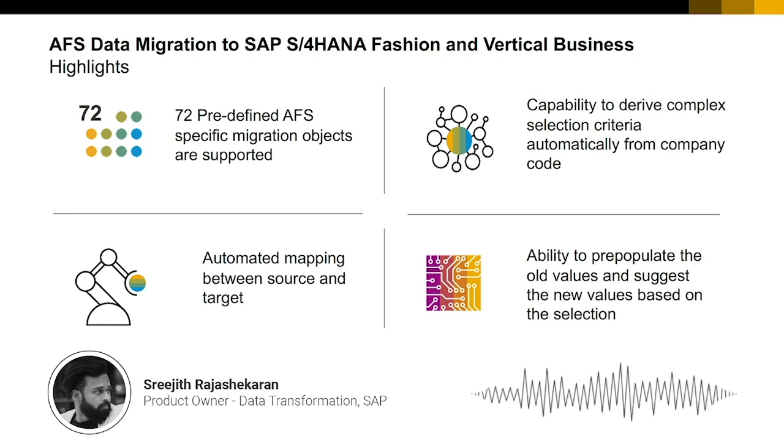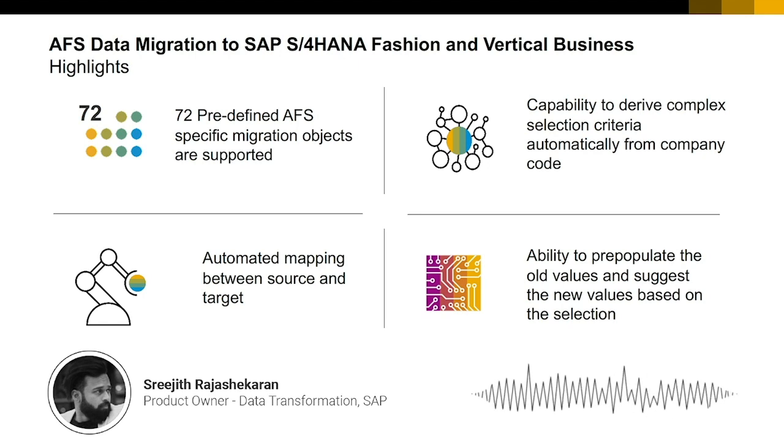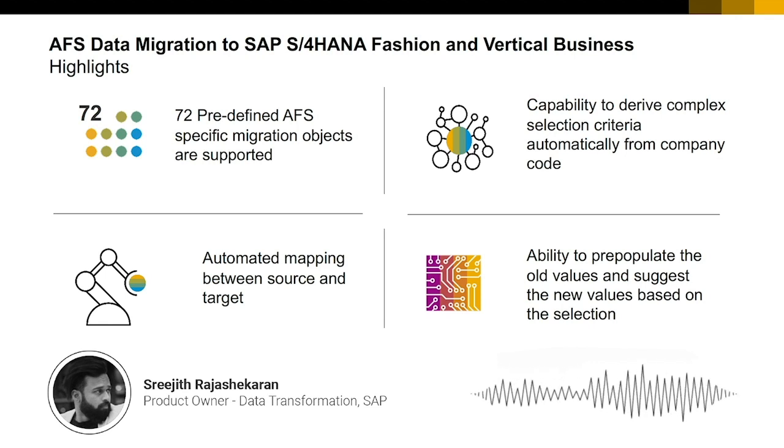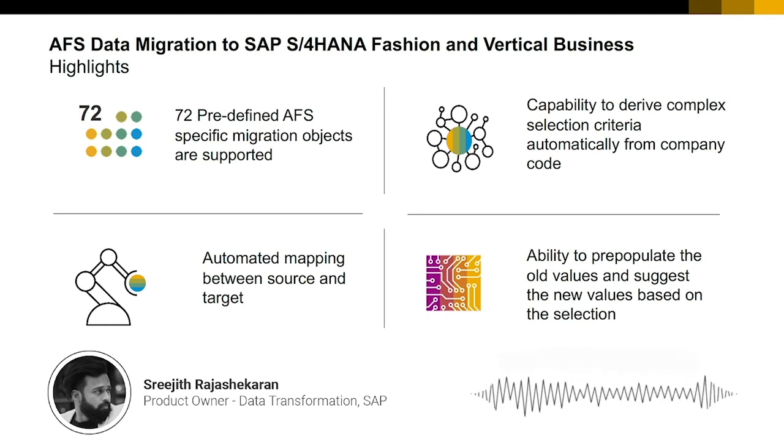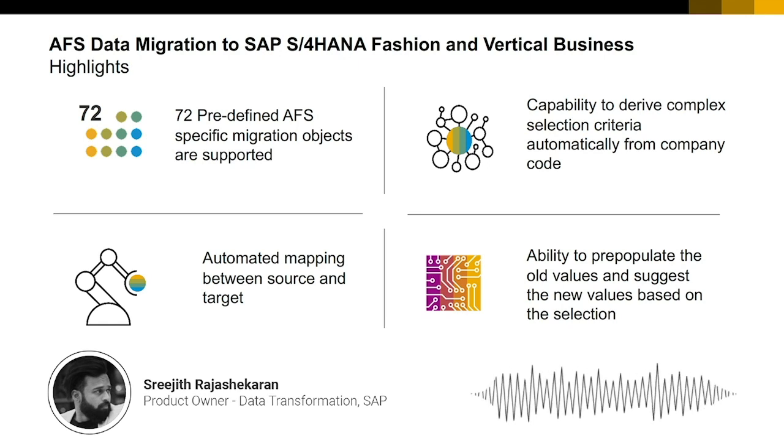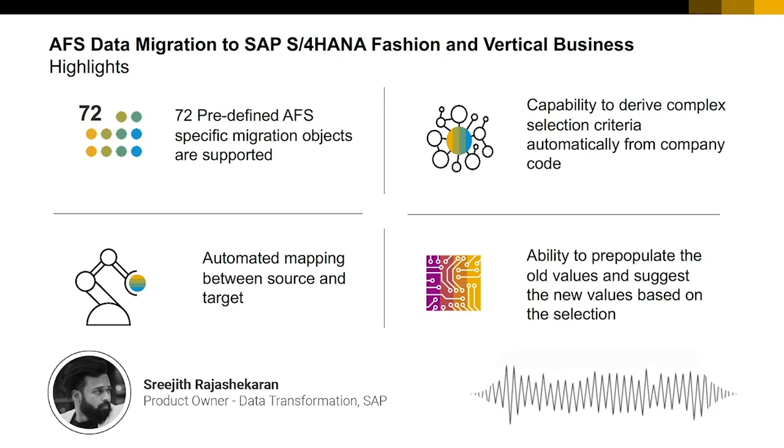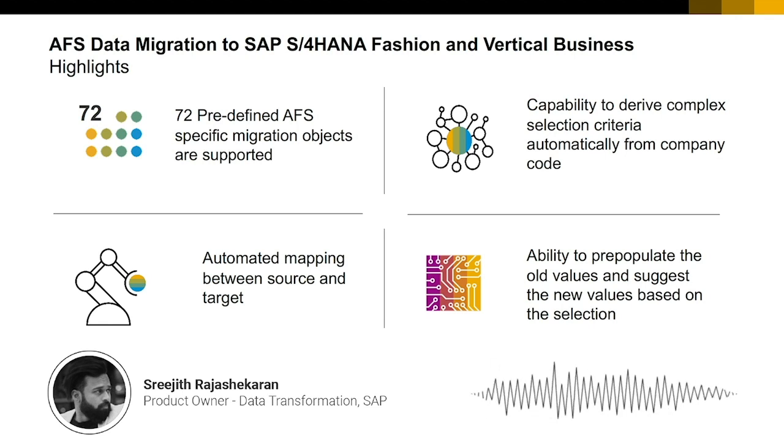Like I said, everything is pre-built. The content is already delivered to you. We have done the hard work. We have done the heavy duty, and we have completely converted the AFS data to S/4HANA fashion and vertical business data. Here I'm referring to converting materials with grid to articles and variants, converting a customer to business partner, and many such aspects. Ability to pre-populate the old values and suggest the new values based on the selection. This is also done in Migration Cockpit.